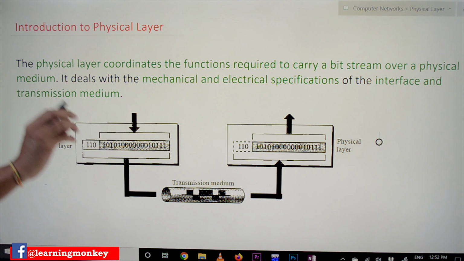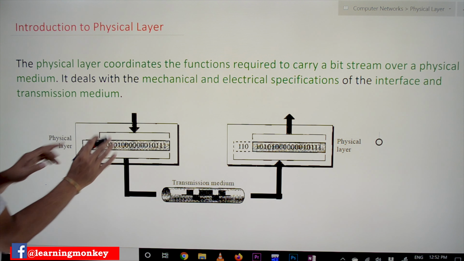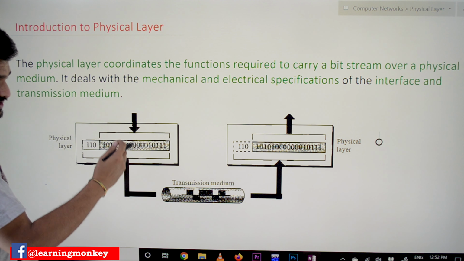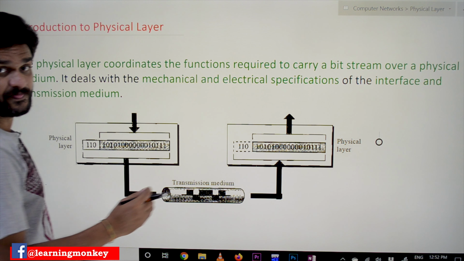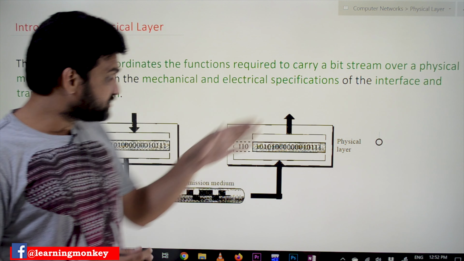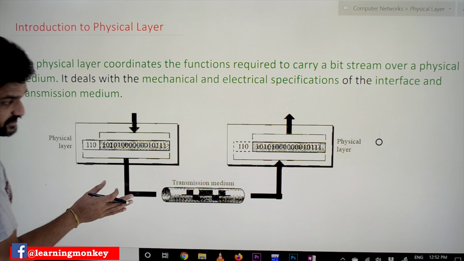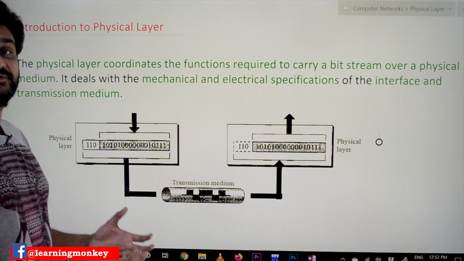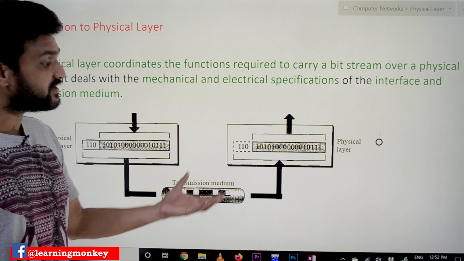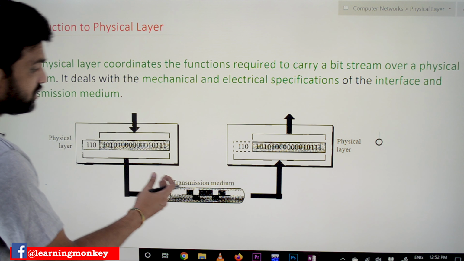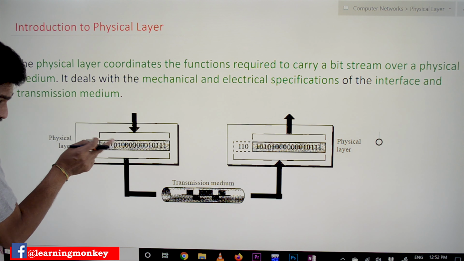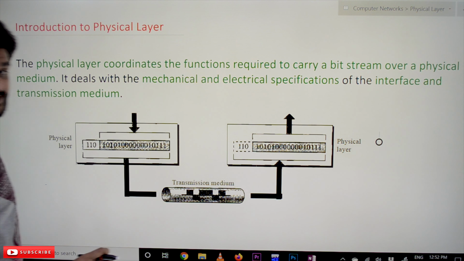Let's try to visualize the things by using this diagram. Let's simply assume that this is the computer and this is the destination computer. This is the computer which wants to transmit the bits. On a computer, things are stored in zeros and ones. These bits of zeros and ones are to be transmitted through the physical medium, in the sense a wire if it is a wired network, or if it is a wireless network, it is transmitted wirelessly.